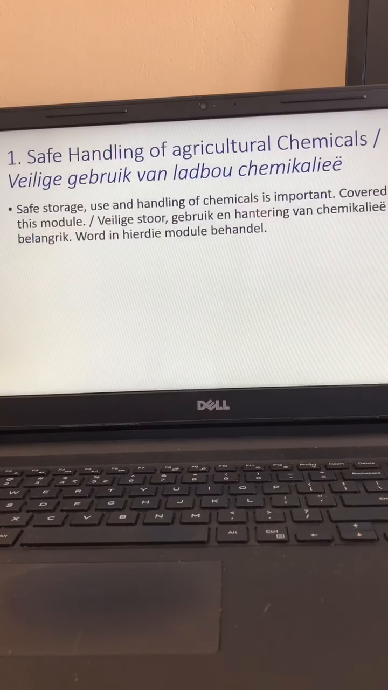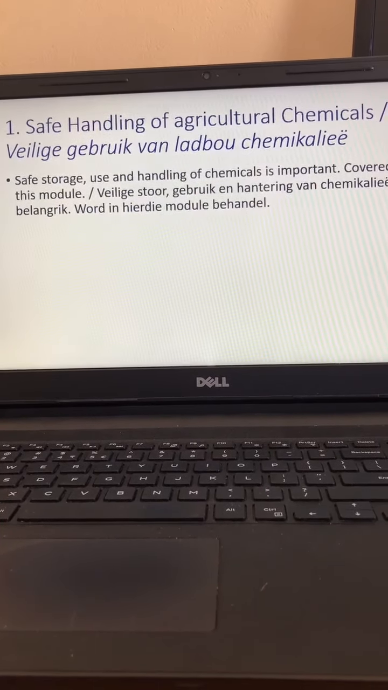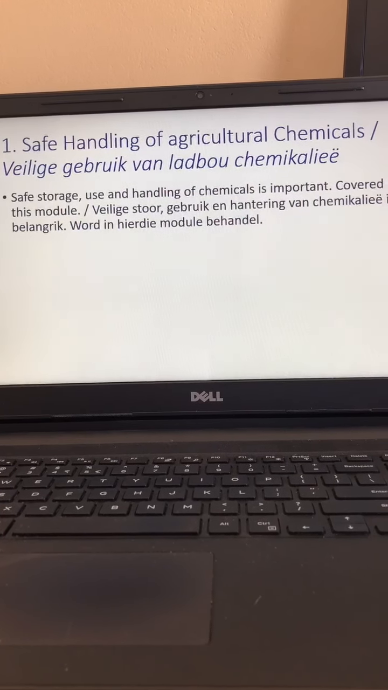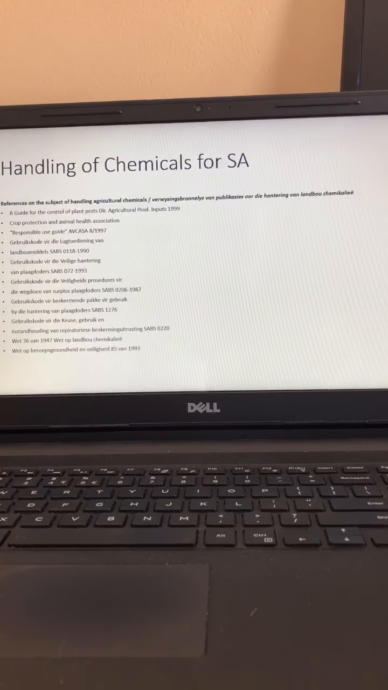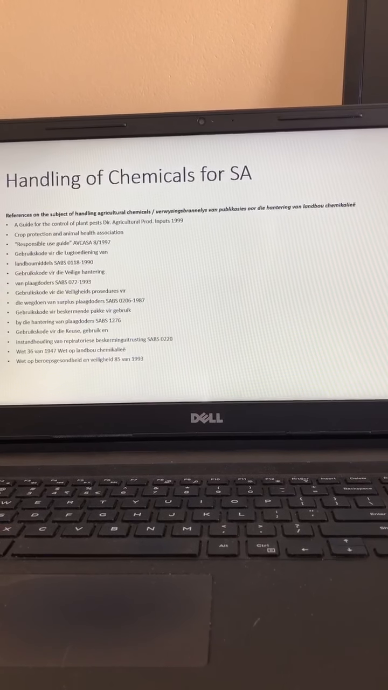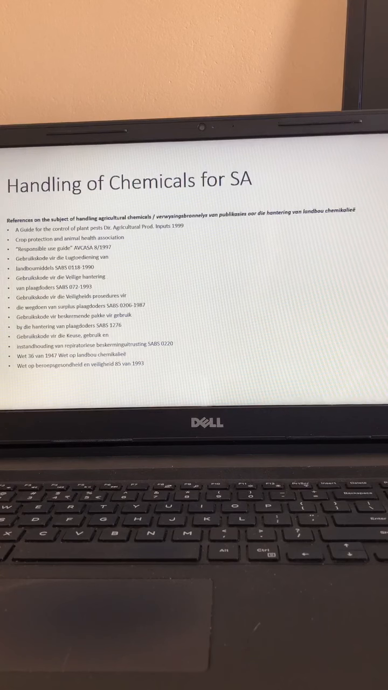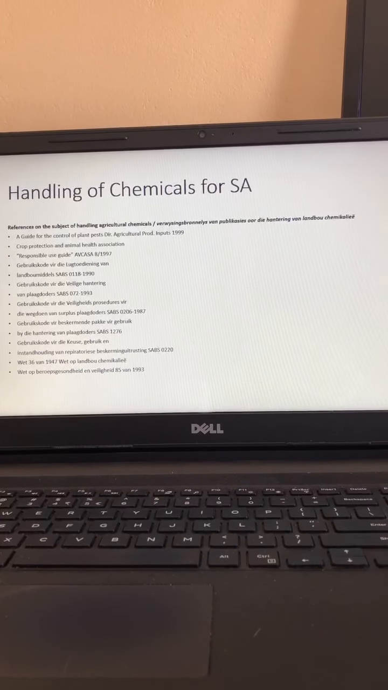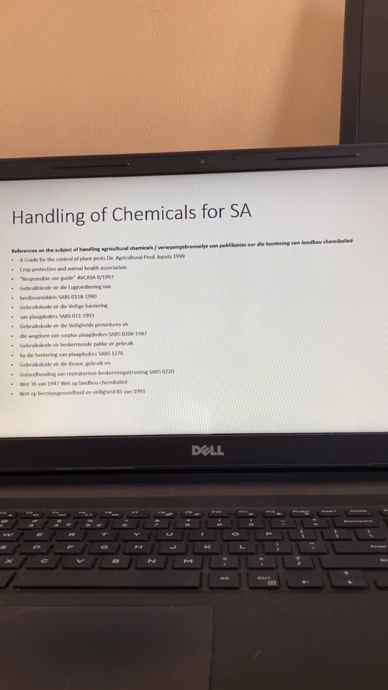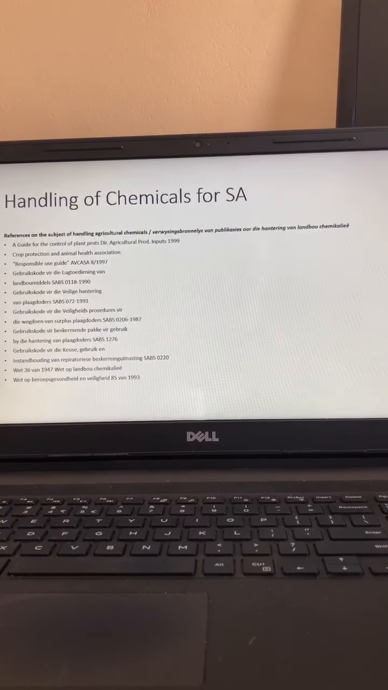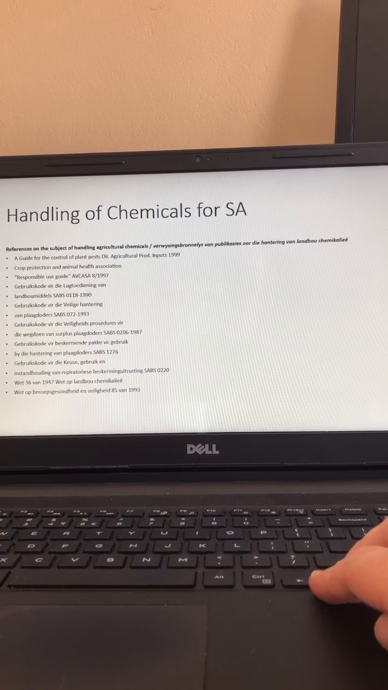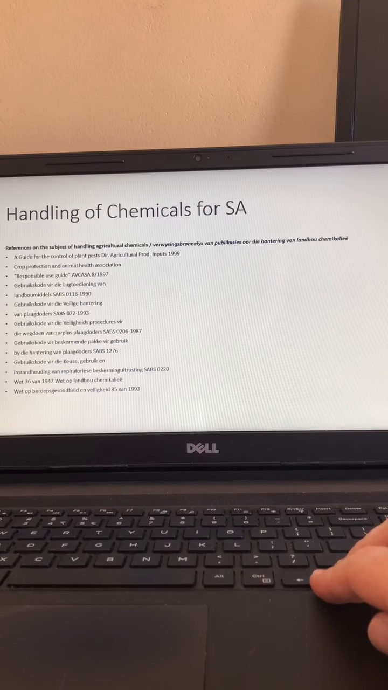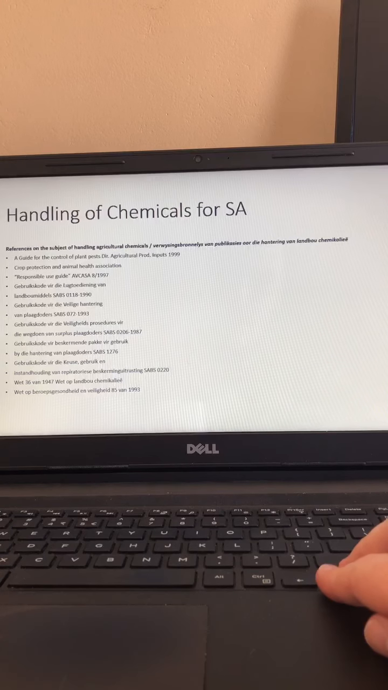So this first chapter is about the safe handling of agricultural chemicals. The reason why this is important is because we are looking for safe storage, use, and the handling of chemicals. And that will be covered in this module. If you look at this list, this is a list of references or sources that you can look out at that will be talking about the subject of agricultural chemicals and the handling of those chemicals. As you can see, there's a big list that can be used in South Africa and for people to look at. And this list then contains information on handling, usage, and storage of chemicals.